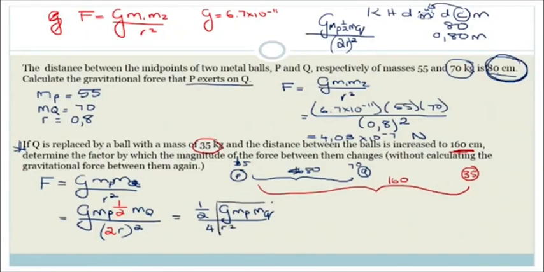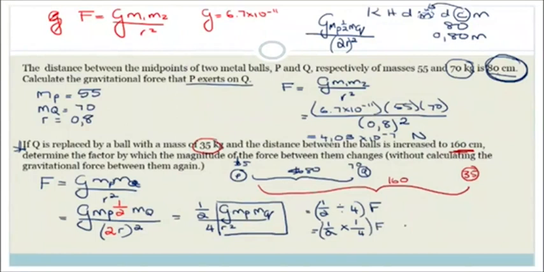Okay, now do you agree that this is the original force? There's G, MP, MQ, and r squared. So that's the original force. So we've actually got a half divided by 4 all times the original force F, right? Which is the same as a half times 1 over 4. Because what do you do when you divide? You tip and times, okay, the original F. So it's 1/8 times F. So it says, determine the factor by which the magnitude of the force between them changes. It is now 1/8 of the original force.